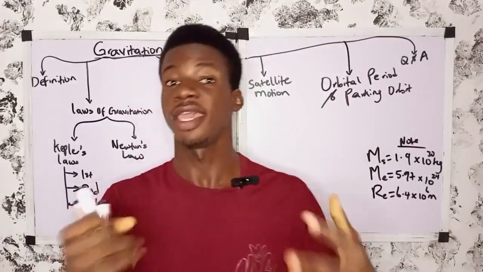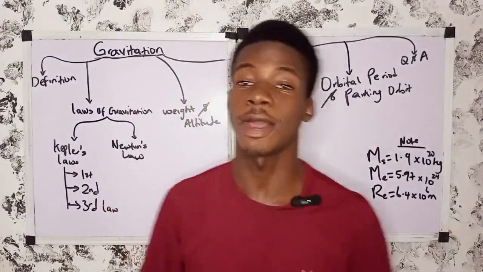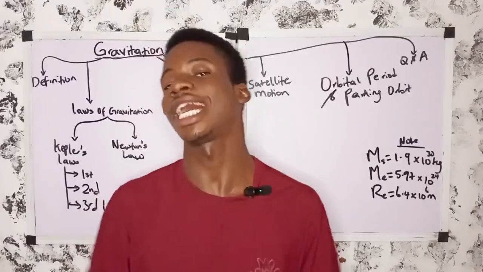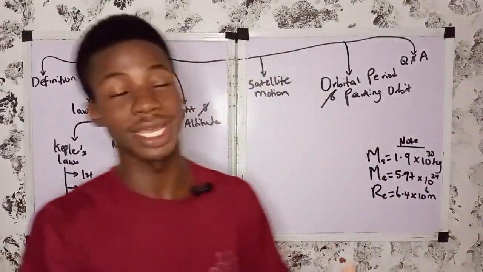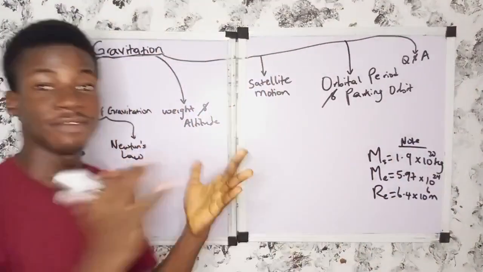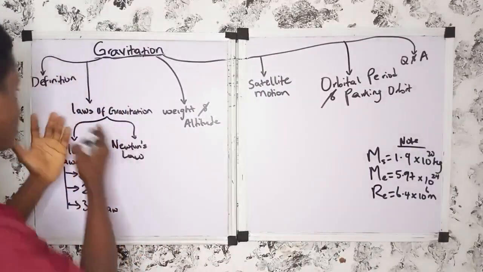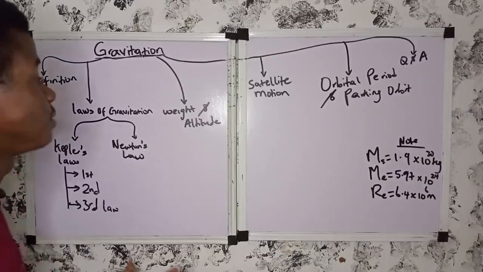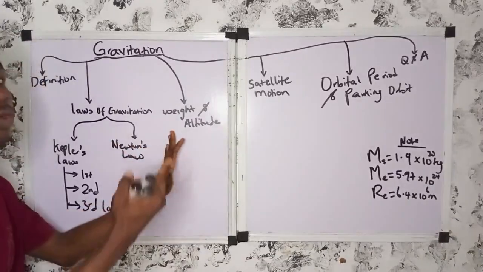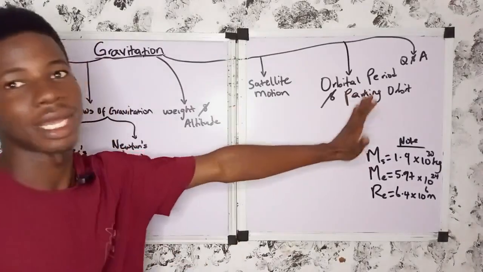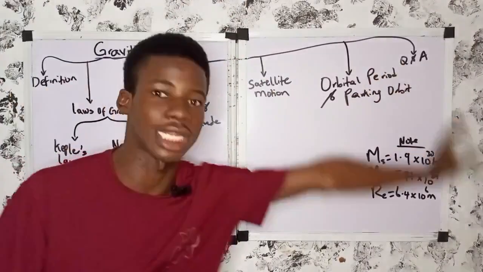In this class, I'll be taking you through gravitation, and this class video is divided into 6 categories. The very first category talks about the definition of gravitation. The next one moves to the laws of gravitation. Then we move to weight and altitude, satellite motion, orbital period and parking orbit. Then we do questions and answers.